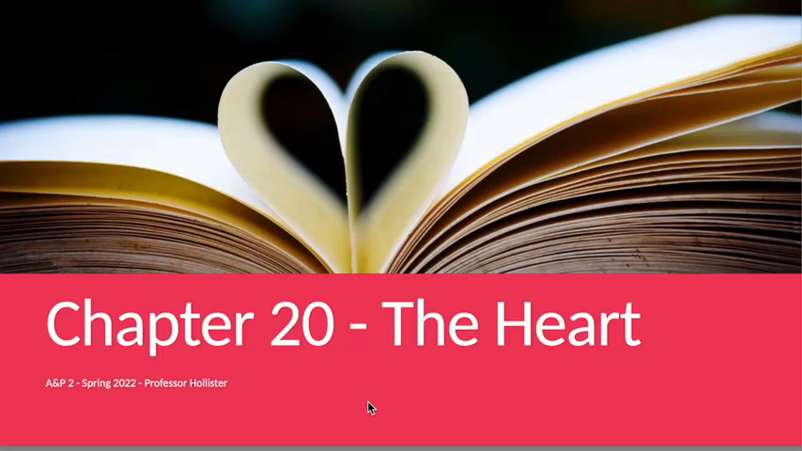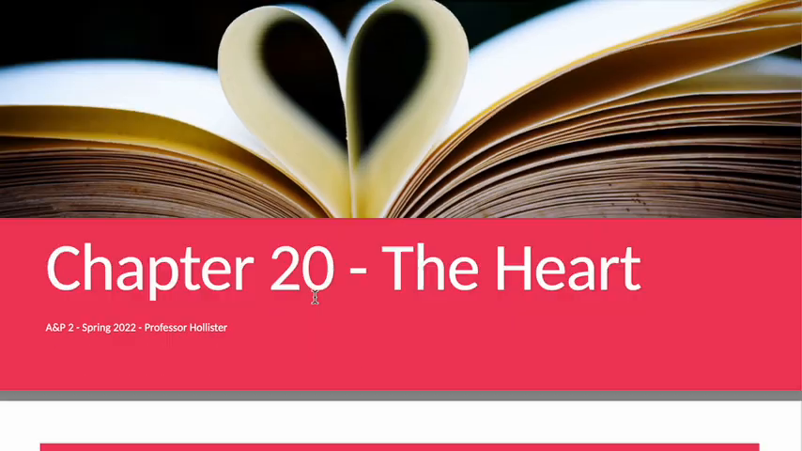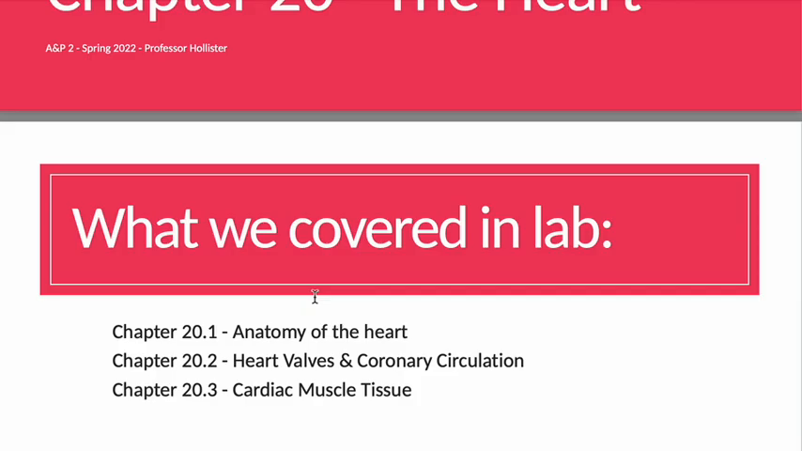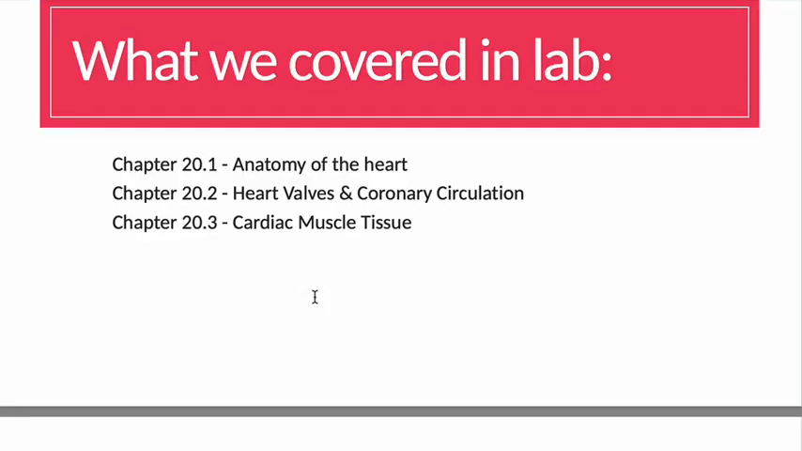Okay, so in this lecture, we're going to cover chapter 20, the heart. So in lab, what we have covered is section 20.1, all of the anatomical structures of the heart, section 20.2, the heart valves, and then the coronary circulation, so the coronary arteries and veins. And then section 20.3, the cardiac muscle tissue, when we looked at the histology.